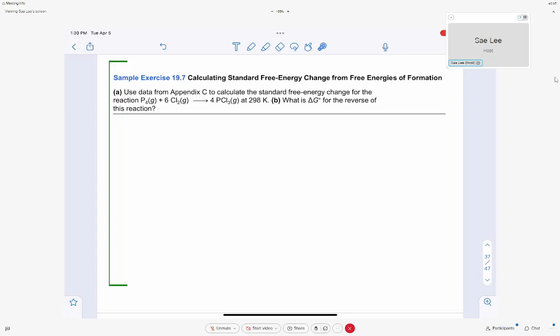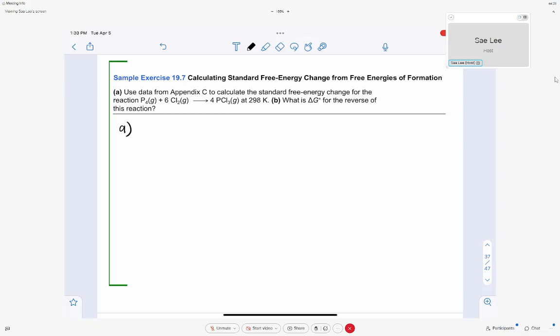Use data from Appendix C to calculate the standard free energy change for this reaction at 298 Kelvin. Question B is asking what is the delta G naught, the standard state free energy change, for the reverse reaction. So let's try A first. This is just a simple exercise using already published standard Gibbs free energy values of the reactants and products to find the change in the standard free energy of an entire reaction.